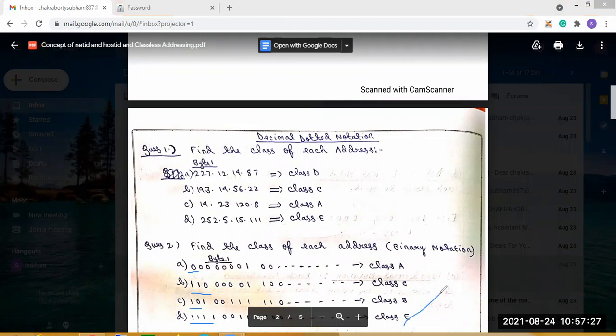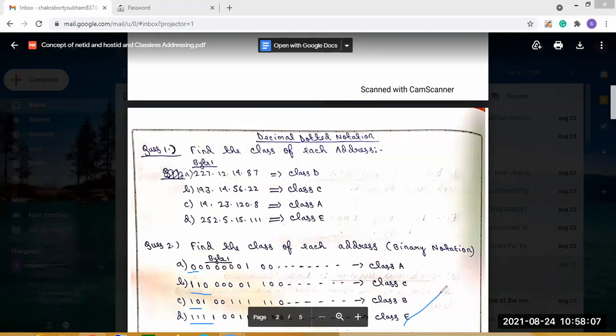So according to this, you have to remember the table in the binary notation. In case of binary notation, what will be the first byte, and in case of dotted decimal notation also, for the first byte we have to check the first byte to know in which class this address is present. In binary notation, the values we have seen are: 0 for class A, 10 for class B, 110 for class C, 1110 for class D, and 1111 for class E. And for dotted decimal notation, some ranges are given.